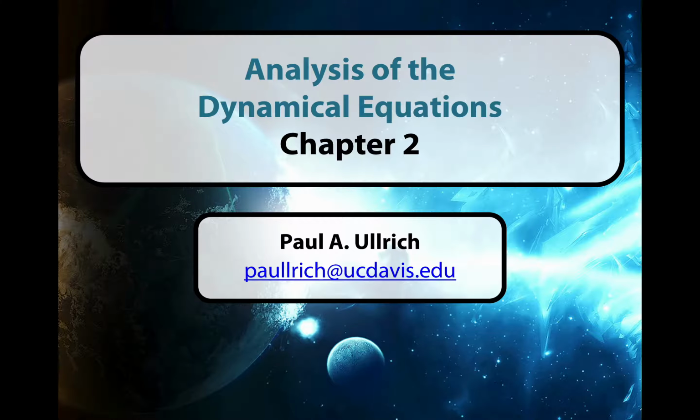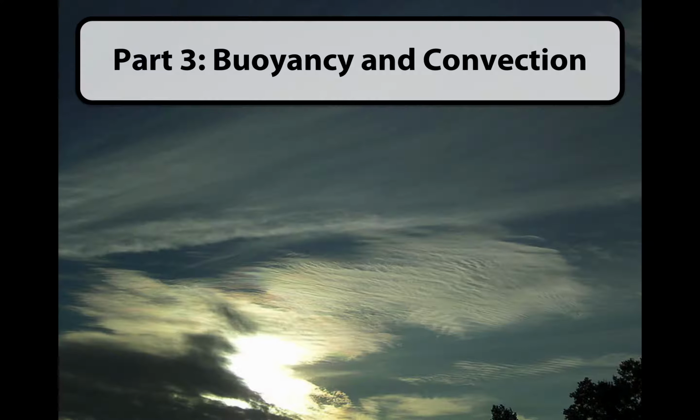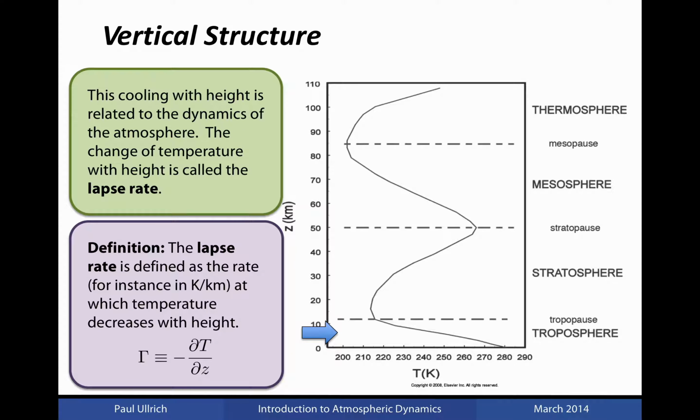In this section, we're continuing our discussion of the analysis of the dynamical equations by considering vertical motion within a fluid column. In particular, we'll be looking at buoyancy and convection of individual fluid parcels. Our focus for this lecture will be on the troposphere.